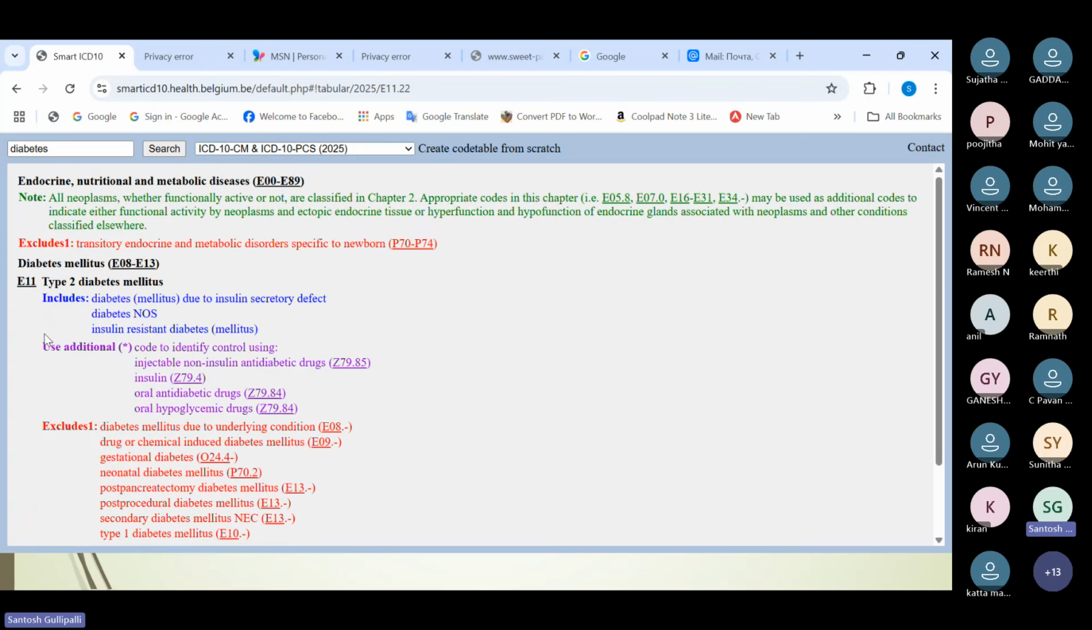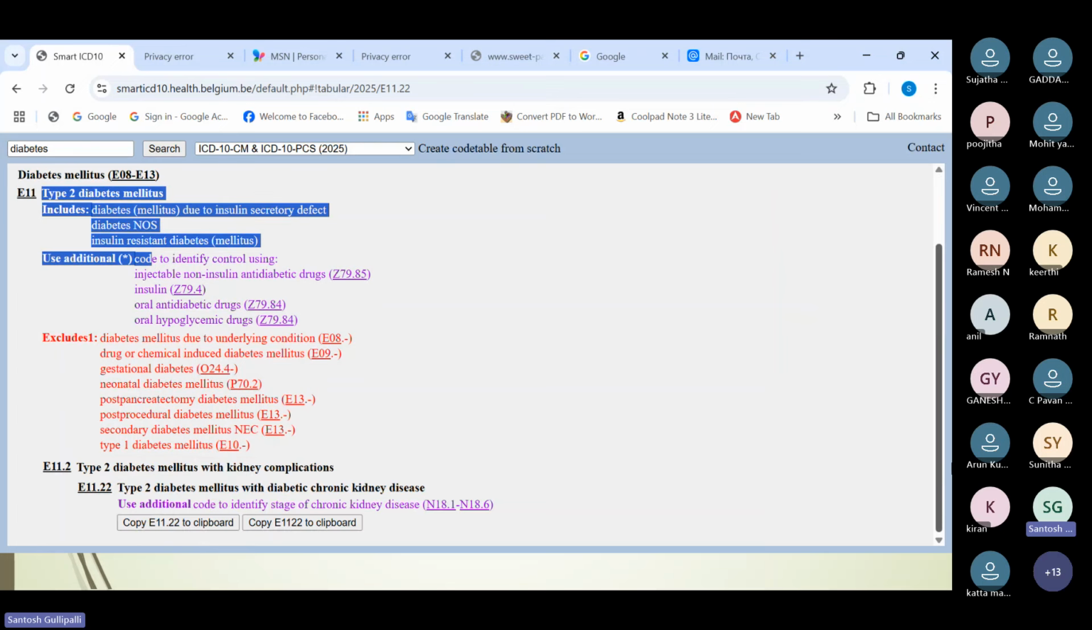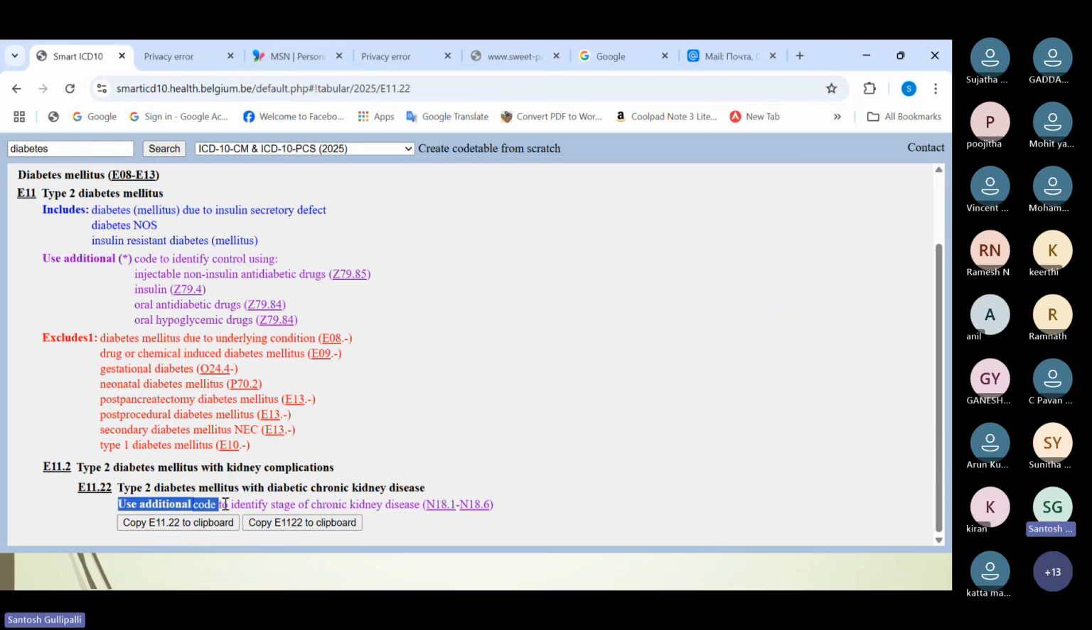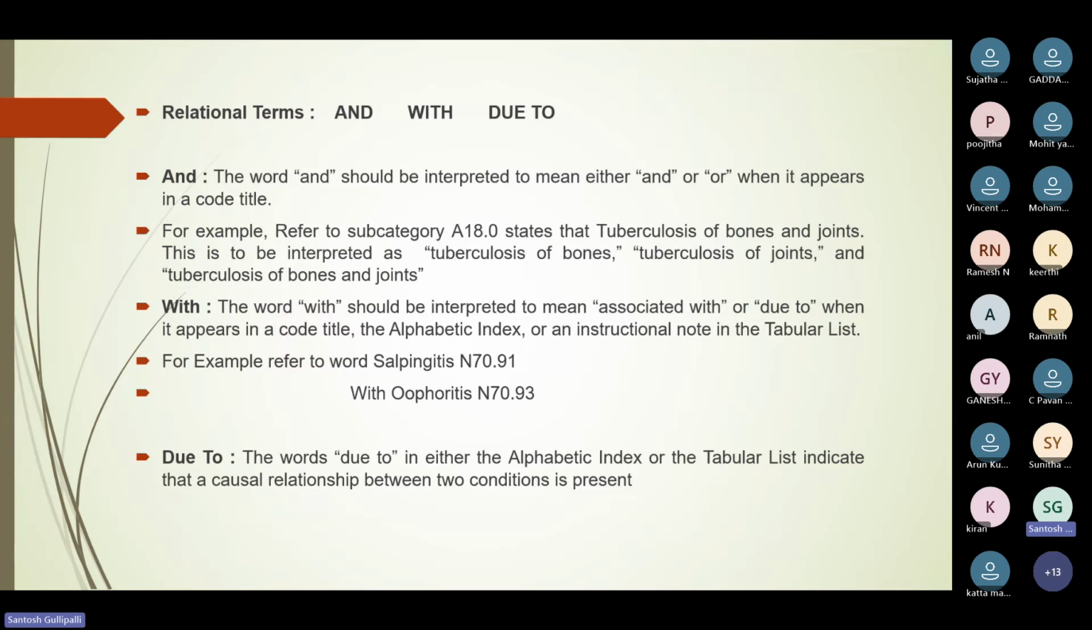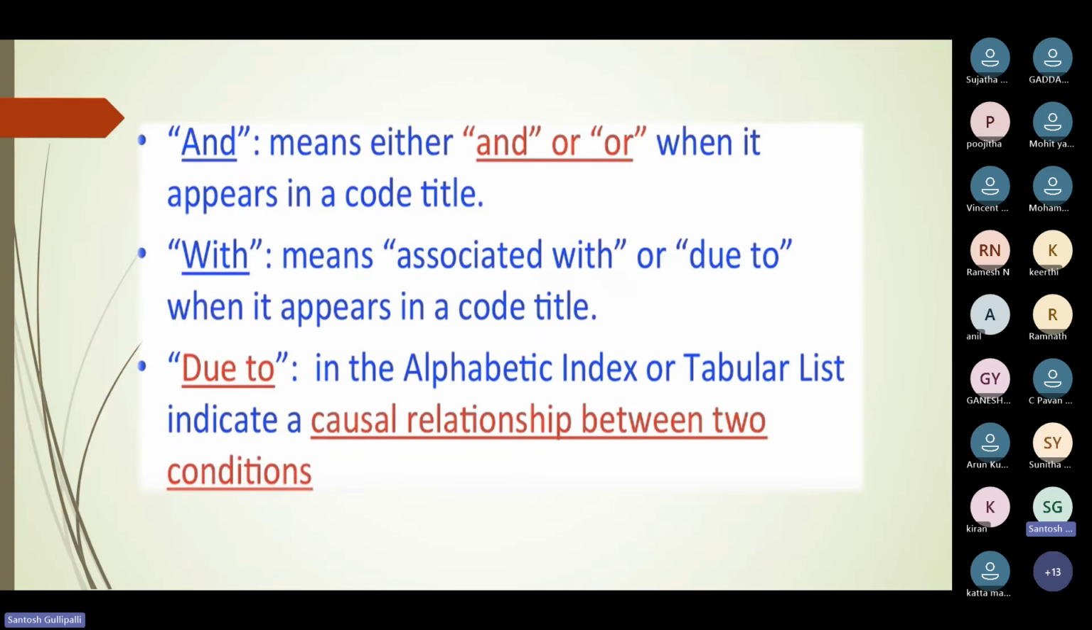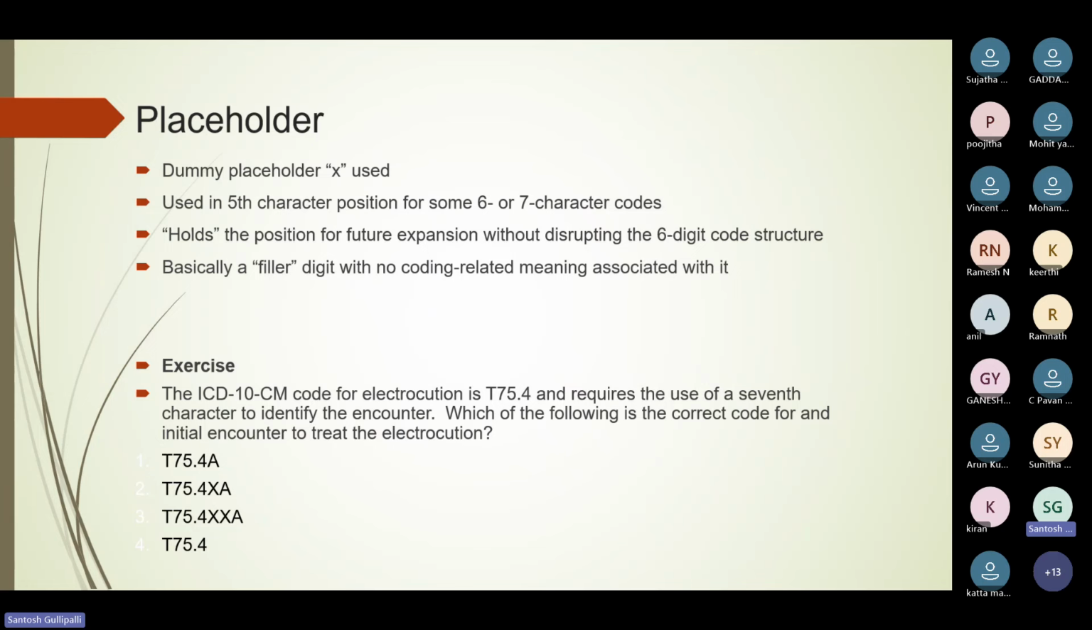In that case there is an additional code given, per a specific guideline, to identify the stage of chronic kidney disease. So we can assign CKD separately along with this combination. So that is "with", and "and" means we can code separately. Next, the placeholder.